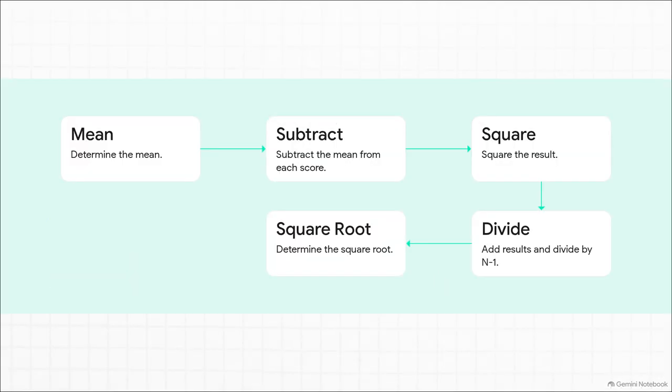That tool is the standard deviation, which measures how widely dispersed our data points are from the center. It's actually a highly logical step-by-step process. First, you find the mean. Second, subtract the mean from each score to find the deviation. Third, you square that result, and this step is vital because it stops positive and negative deviations from just canceling each other out to zero. Fourth, you add those squared results together and divide by the number of scores minus 1. Finally, take the square root of all that to get back to your original units.